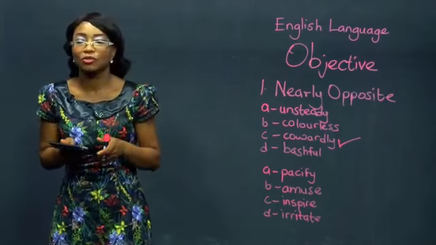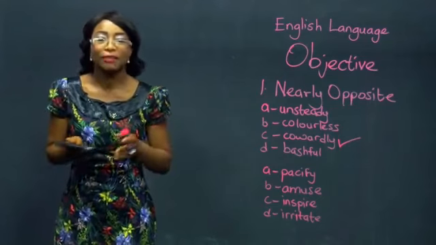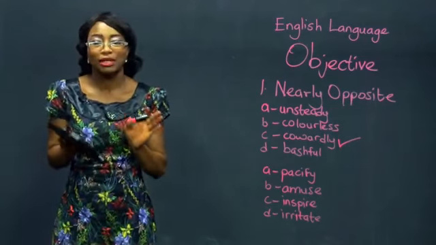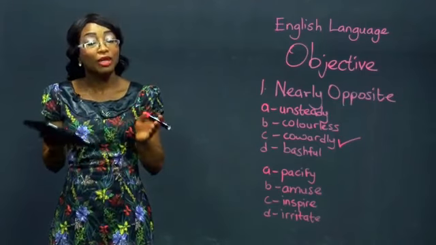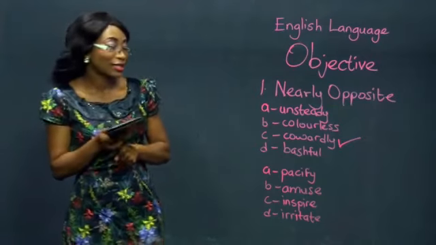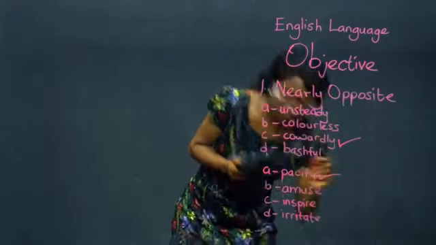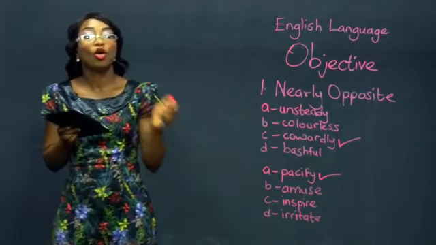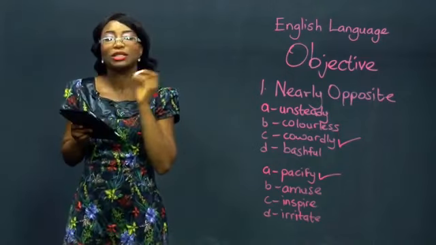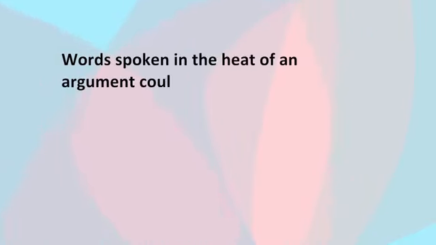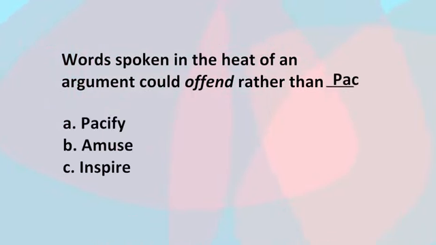Now let's go back to the first option. The first option is pacify, meaning to bring peace, meaning to make somebody happy, to make someone that is angry stop being angry. That's the meaning of the word pacify, and that is the correct answer. Now, pacify is the word that is nearly opposite offend. Now, let's put it in the sentence and let's see if it will fit in. Words spoken in the heat of an argument could offend rather than pacify.